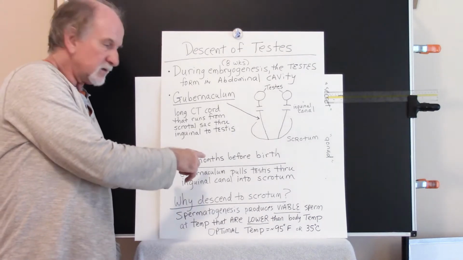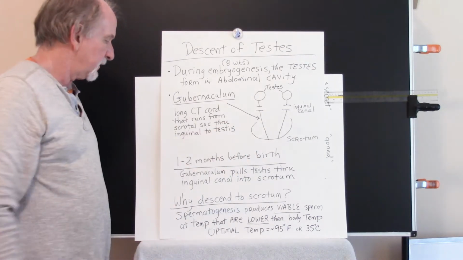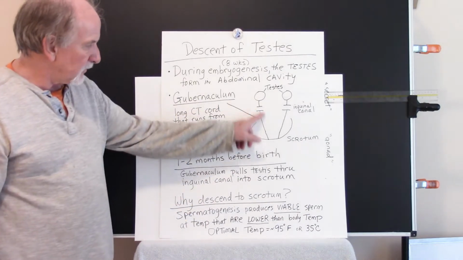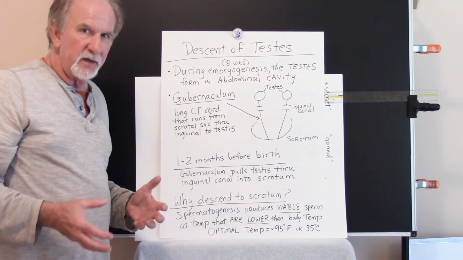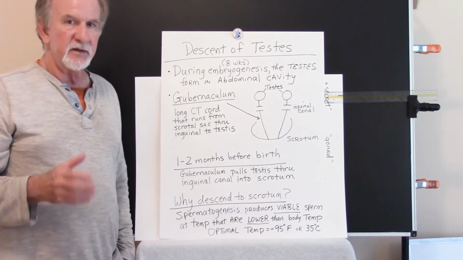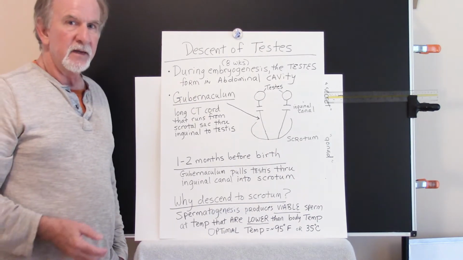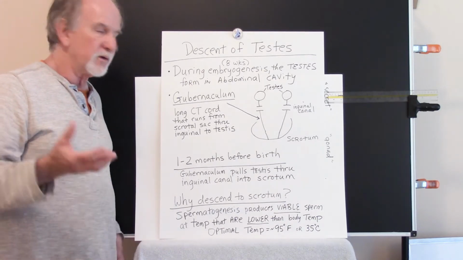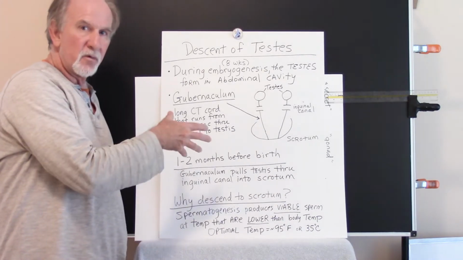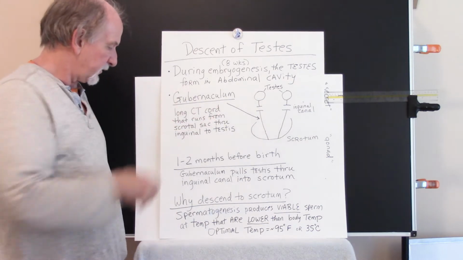1 to 2 months before birth, the gubernaculum, this long cord, pulls each of the testes through the inguinal canal and then down into the scrotum. And this is called the descent of the testes, which occurs before a normal full-term birth.